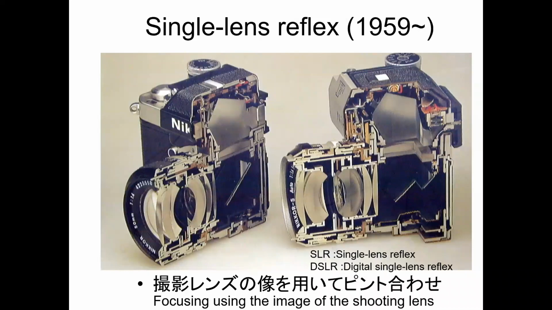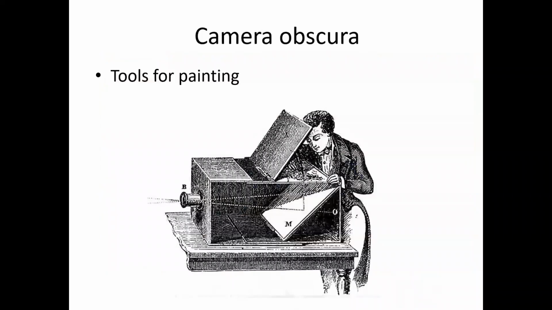Then 400 years later, there was one epoch-making camera invented, called the single lens reflex. Before that, the camera had optics, and behind the optics there was a film, and the film is very sensitive to light. In the camera obscura, people drew images based on the reflected image.